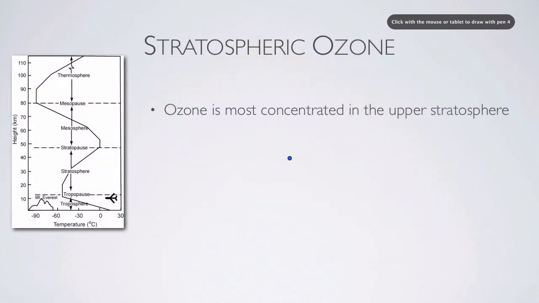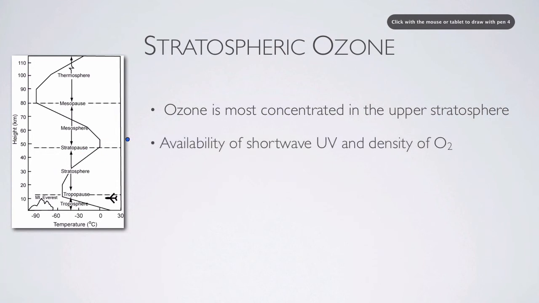Stratospheric ozone is most concentrated in the upper atmosphere, and that's where most of the heating occurs. And that's driven by the availability of shortwave UV radiation and the density of oxygen. So we have a lot of oxygen here, relatively, and a lot of UV radiation hits right here too, and that generates a lot of ozone. That ozone absorbs the UV and eventually releases a lot of that as heat.